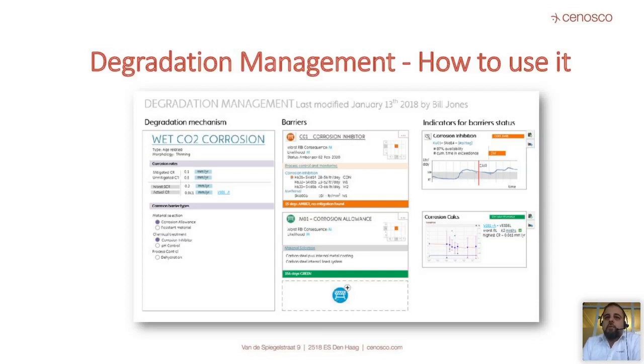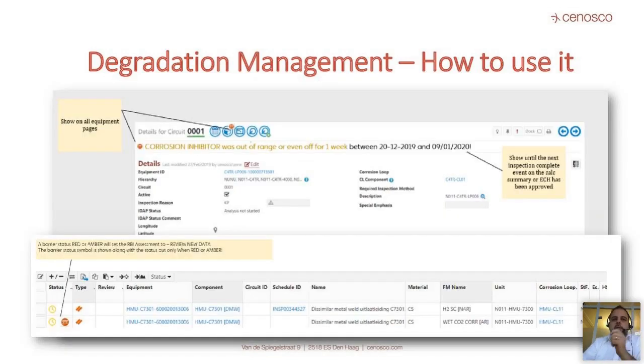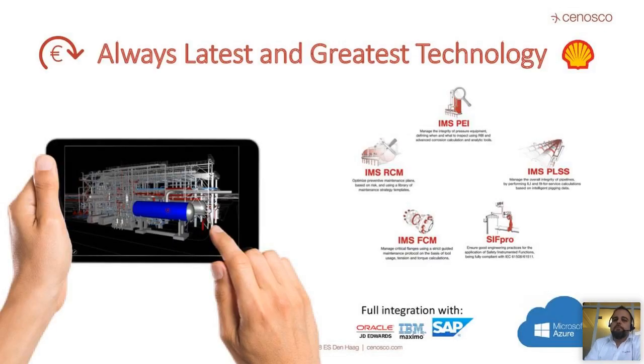And how does that work? For example, we have a degradation mechanism. We implement several barriers. For example, it can be a corrosion inhibitor, which you're going to track via a PI interface. You can have your corrosion allowance, which you're going to monitor through corrosion calculations and corrosion rate prediction. And you're going to use that barrier throughout the system. So every schedule you make, every plan you make, you're going to see an indication of that barrier. That's going to be an indication pretty much everywhere.